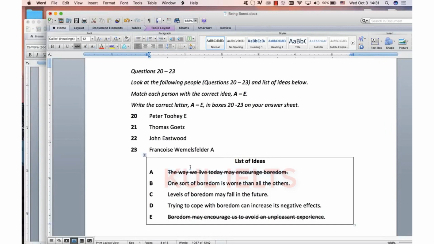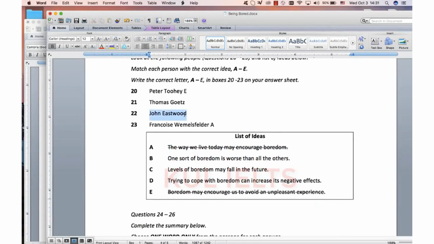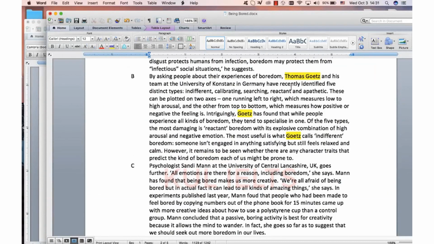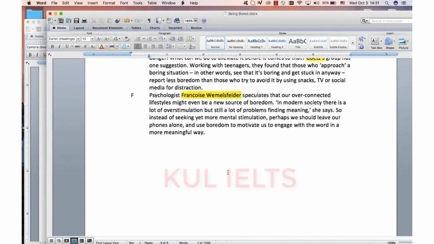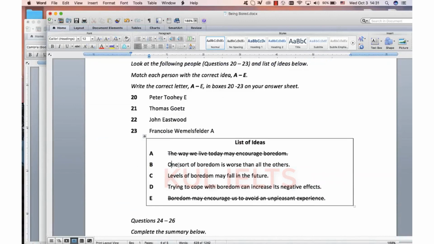Now remember the negativity and positivity. Eastwood, he was saying a lot of negative things. One sort of boredom worse than the others, that's negative. May fall in the future, we don't know. Increased negative effects. So, okay, Eastwood is B or D. What does Goods say? He identified the 5 types. You see, you have to scan all of this. And it's over here. Of the 5 types, the most damaging is reactant boredom. So that means one type of boredom is more damaging than the others, the most damaging. One sort of boredom is worse than all of the others.